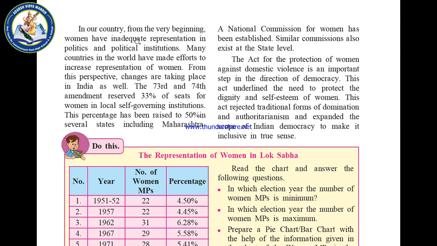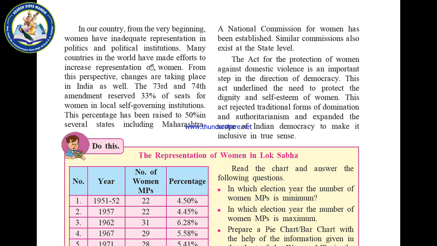In our country, from the very beginning, women have had inadequate representation in politics and political institutions. Means from the beginning in our country women have a secondary place. Women had a secondary place, and that's why their representation in politics or the political institutions was not adequate. Women did not have sufficient representation in political institutions and politics.